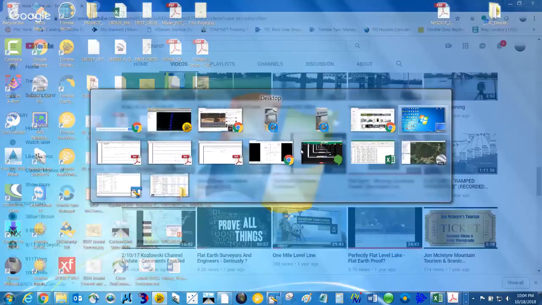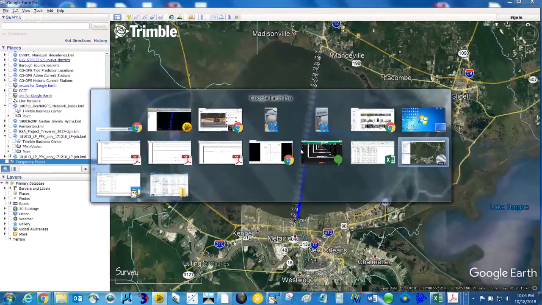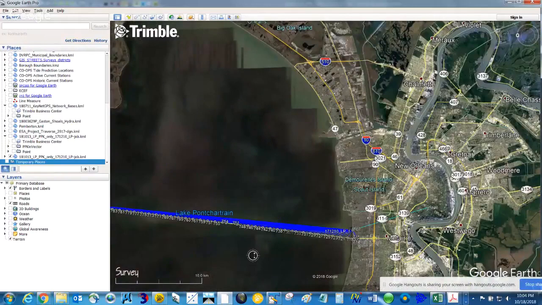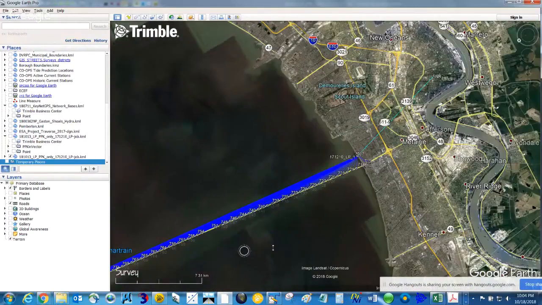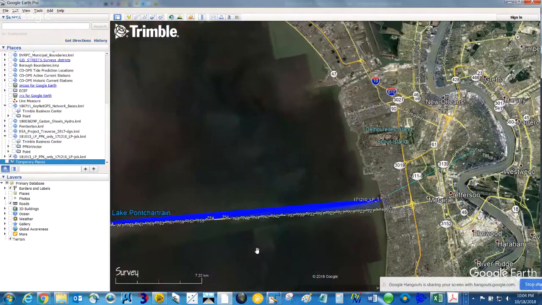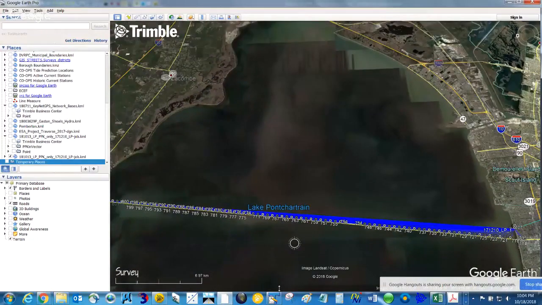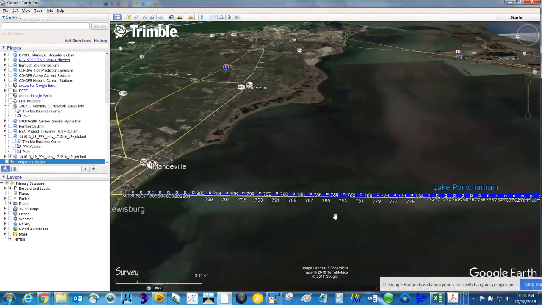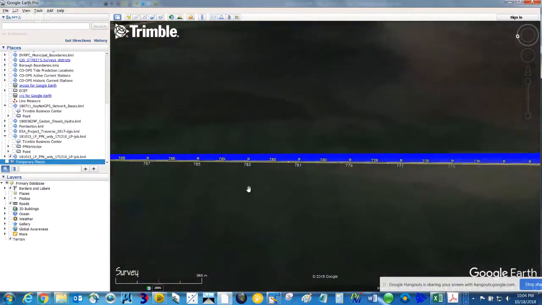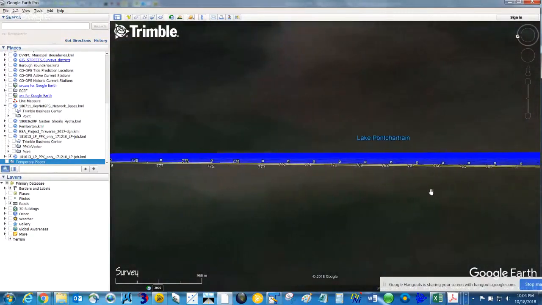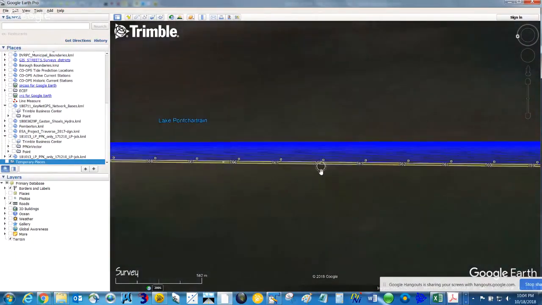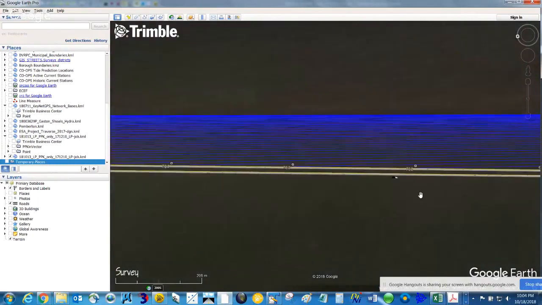And I have this over in Google Earth. Sorry for all the screen changes here. Here we go. And so, come on now. What are those numbers, Jesse? Is that inches or something? They're just the shot numbers. Oh, shot numbers. Yeah.